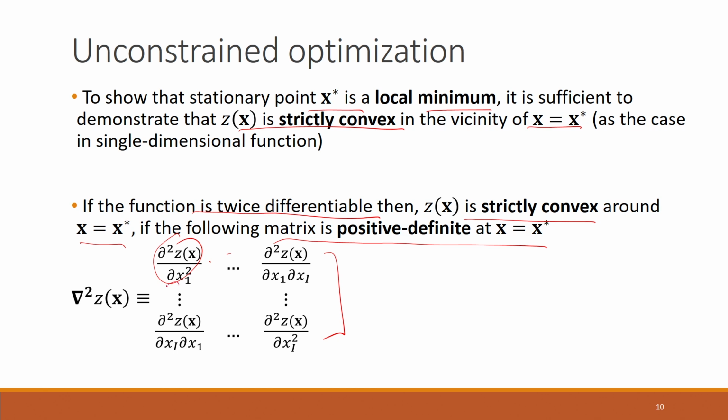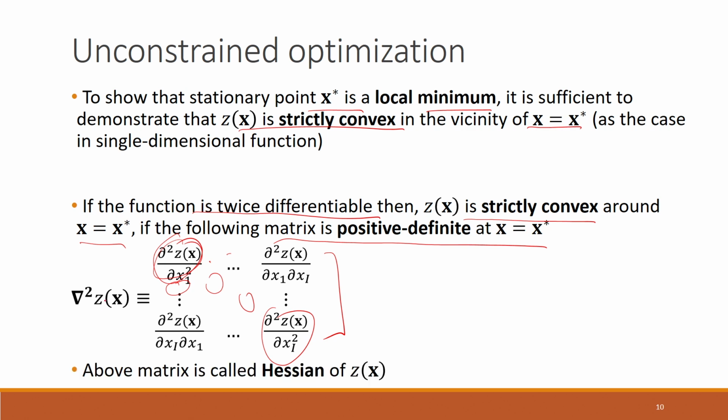Now, if you look at the leftmost term in the second row, we have the partial derivative of z with respect to x1, x2 and then with respect to x1, and so on. You will see that the diagonal terms are those partial derivatives where both derivatives are with respect to the same variable, whereas at all the other places in this matrix we have mixed partial derivatives. This matrix is called the Hessian matrix of z of x.